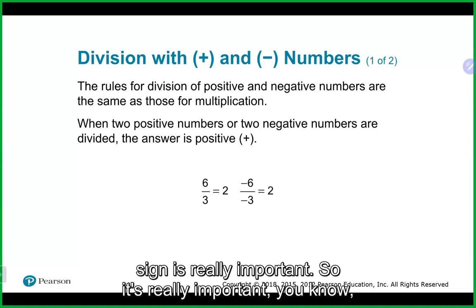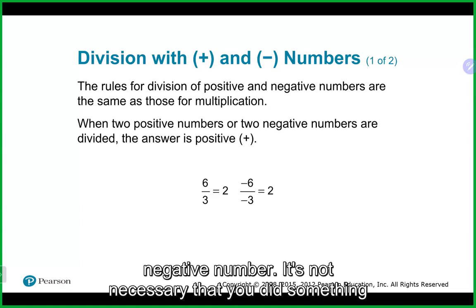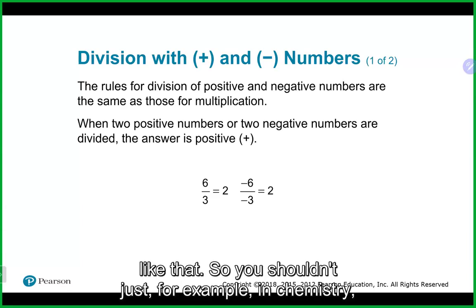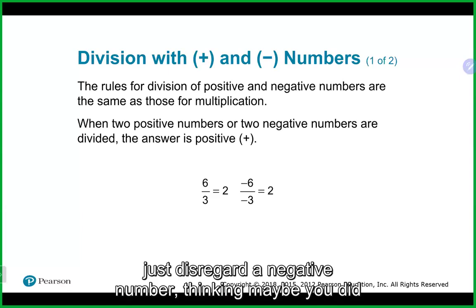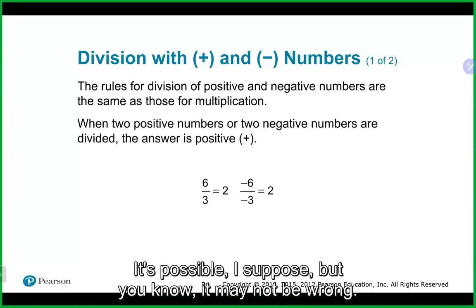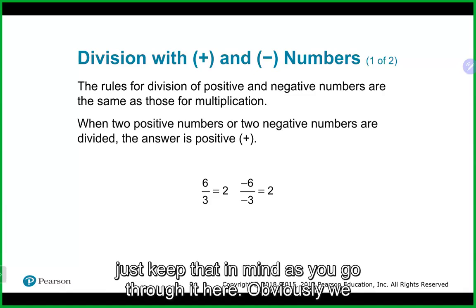So it's really important, again, if you do some type of calculation and you end up with a negative number, it's not necessarily that you did something wrong. The negative number is actually important. So you shouldn't just, in chemistry, disregard a negative number, thinking maybe you did something wrong. I'm not saying you didn't do something wrong. It's possible, I suppose. But it may not be wrong. It may actually be correct with the negative numbers. So just keep that in mind as you go through it.